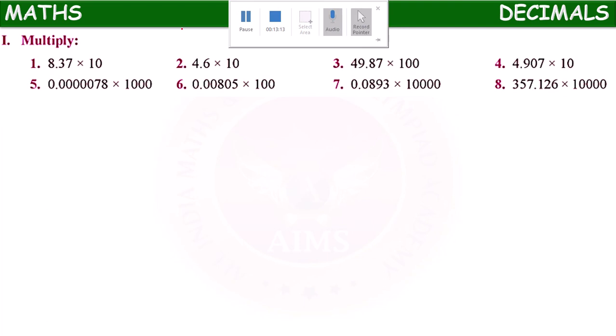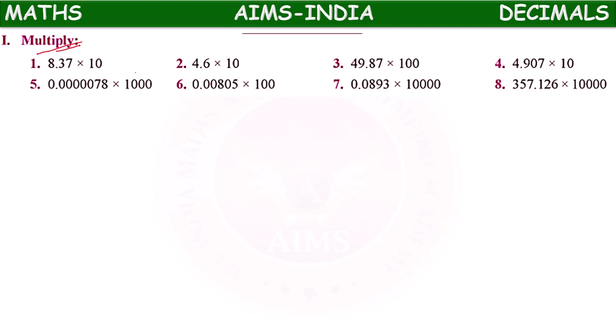Next. One exercise, children. Some problems we are having here. So, 8.37 into 10. With 10, if you multiply, what happens to it? The point will move towards the right. 1 zero we are having, so it will move one place. 83.7.